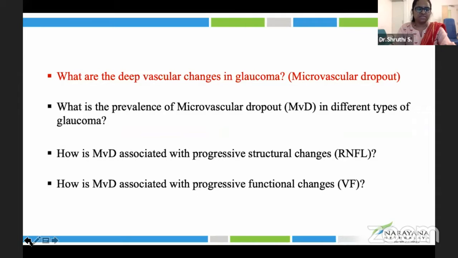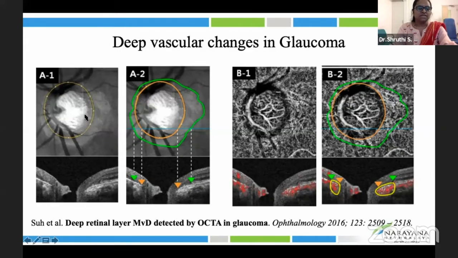So to answer my first question, what are the deep vascular changes in glaucoma? Firstly, we should see where we can see the deep vascular changes most accurately. The A1 image is an en-face image of an eye, and the optic disc boundary has been demarcated in yellow line. We can also see the peripapillary atrophic zone in this image. In the A2 image, the peripapillary atrophic zone is demarcated in green line. In the image below, we can see that the peripapillary atrophic zone is devoid of RPE.